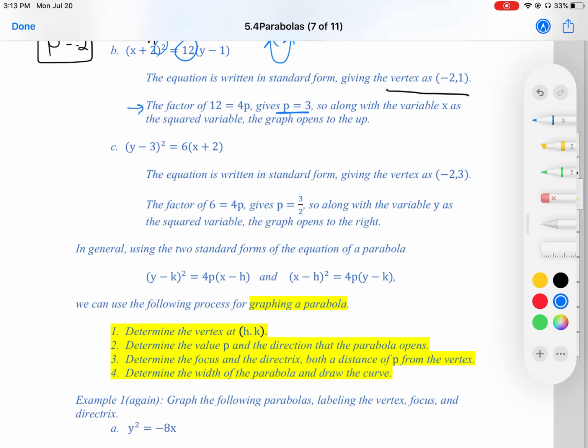Second, our squared term is the y, so our graph is left to open left or right. Our other term on the other side is positive, so it will open to the right. For my center, I take a look at my numbers h and k. Remember, h is with the x, k is with the y, and we switch those signs. So our center would be negative 2, comma, positive 3. And as we said, our graph opens to the right.